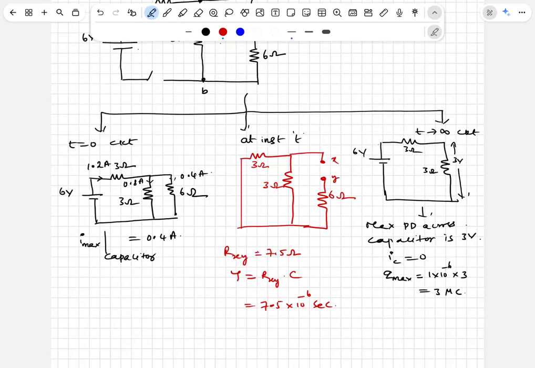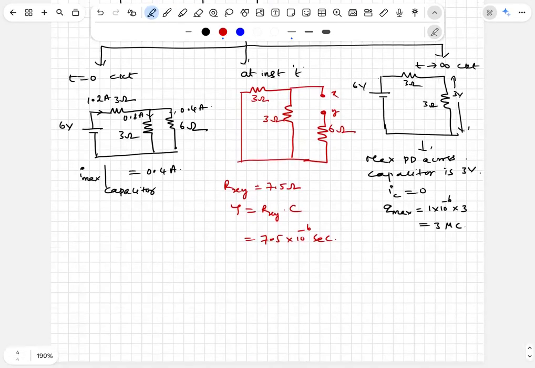Next. The next point which I would like to highlight is, okay, fine, everything is good. What about the instantaneous current through the capacitor? Simple. I know what is the maximum current. Where is my maximum current? 0.4 amps e to the power of minus t by tau.